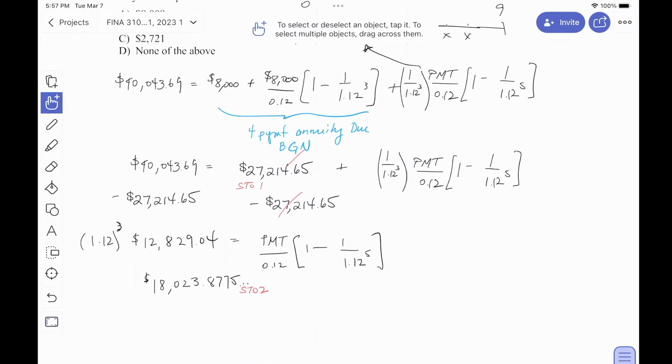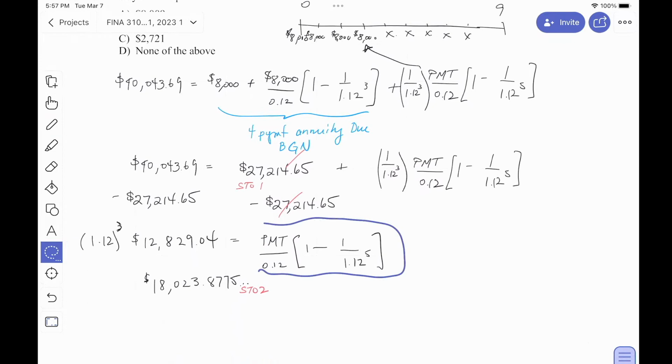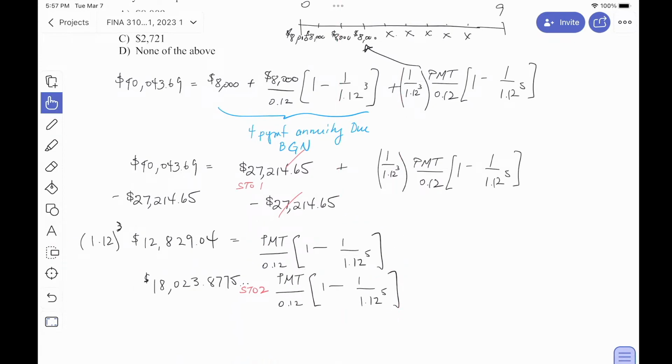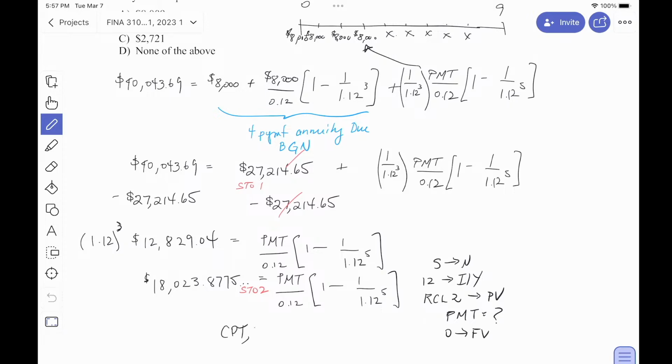So that should equal this whole thing here. And now in your calculator, with 5 in N, 12 in interest, recall 2 into PV, payment is what you want to find, 0 in FV, compute payment, and you get the answer, $5,000. So try that. I'll give you a couple minutes to clean up and get Julito's answer B.